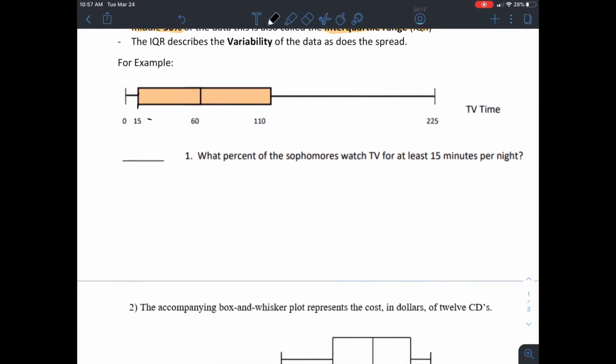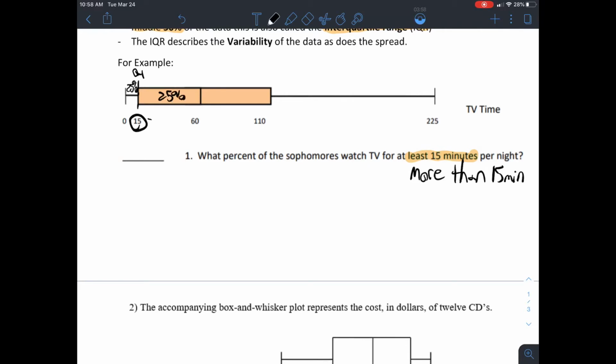Let's look at this example. It gives us a box and whisker plot and asks what percentage of sophomores watch TV for at least 15 minutes per night. At least 15 minutes per night means 15 or more minutes of TV, right? So let's look at our model. 15, I can identify that as my Q1. That means that 25% of my data comes before 15, or is less than 15, or 25% of the students are watching TV for less than 15 minutes.